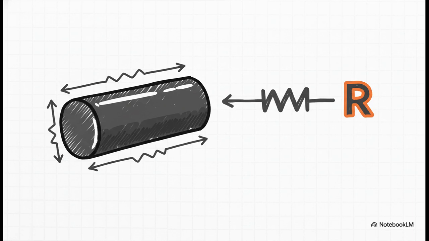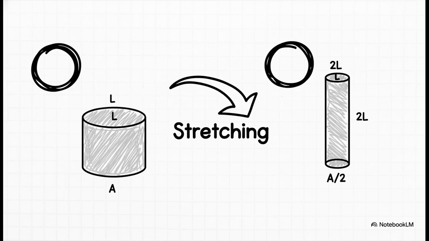Imagine you've just got a regular wire, and we'll say its resistance is R. Now you take that wire and you stretch it. You pull it until it's twice as long as it was before. Now here's the key part. You haven't added or removed any material, so the volume is the same. That means if it gets longer, it has to get thinner, so its area gets cut in half.